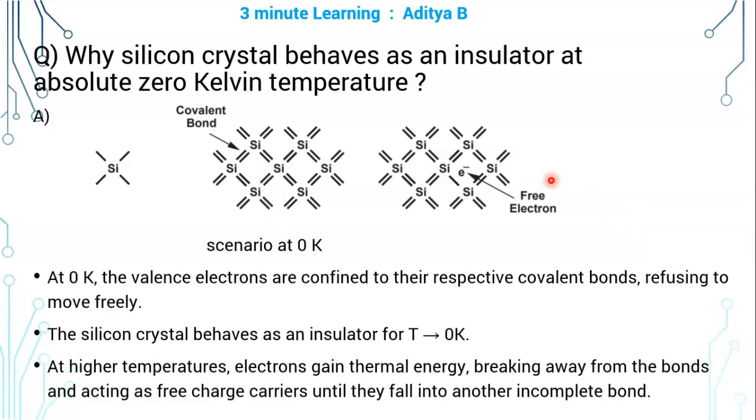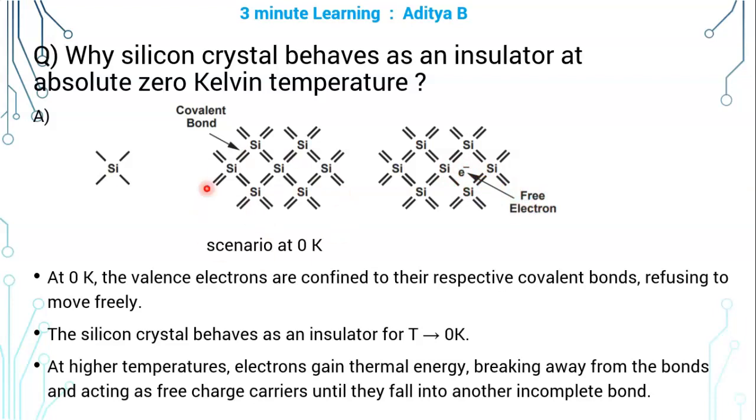But when the temperature increases above 0 Kelvin, one electron becomes free. That is, a covalent bond can break, and at that time electron-hole pair generation takes place. So if you see here, all the covalent bonds are intact at 0 Kelvin, whereas at a temperature above 0 Kelvin, you can observe some free electrons. These free electrons participate in conduction.